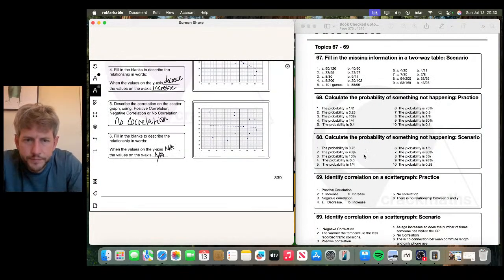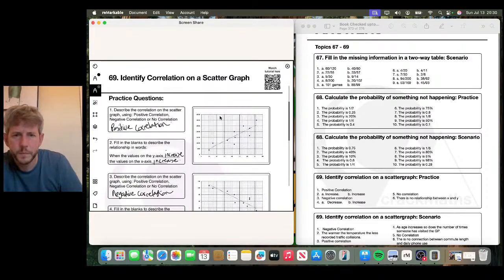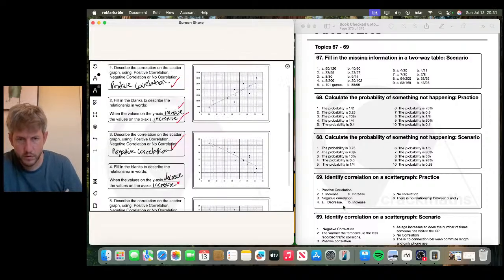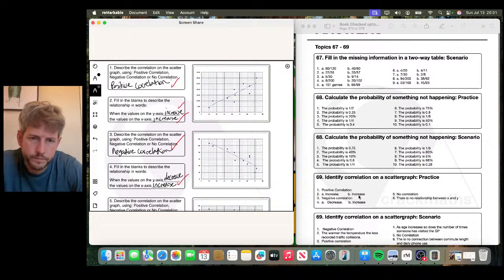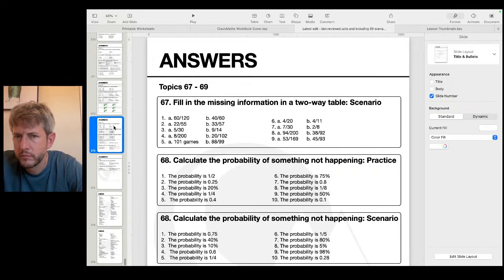Right, let's mark that. Okay, so positive, increase, increase, negative correlation. That needs to be sorted out.